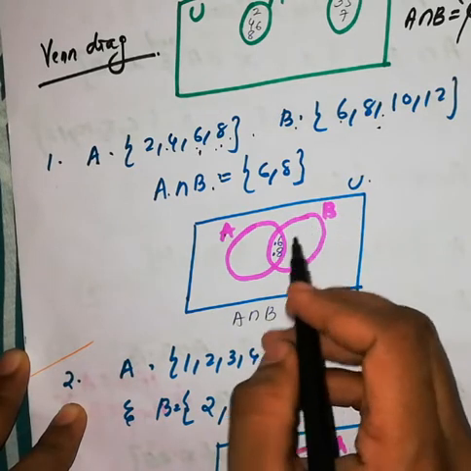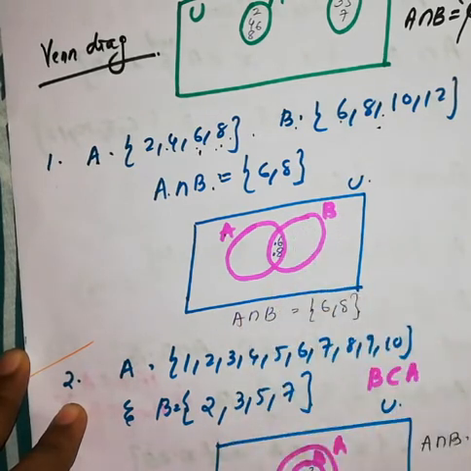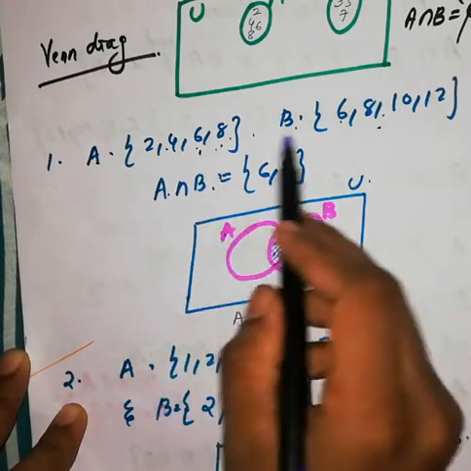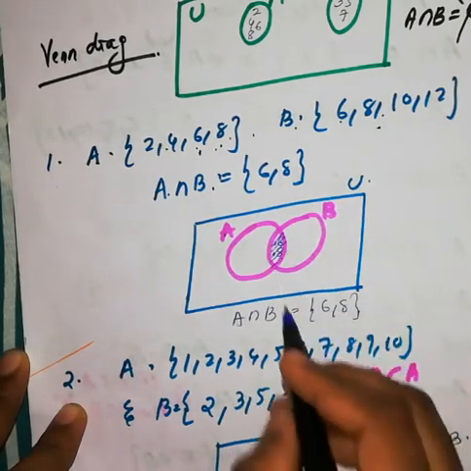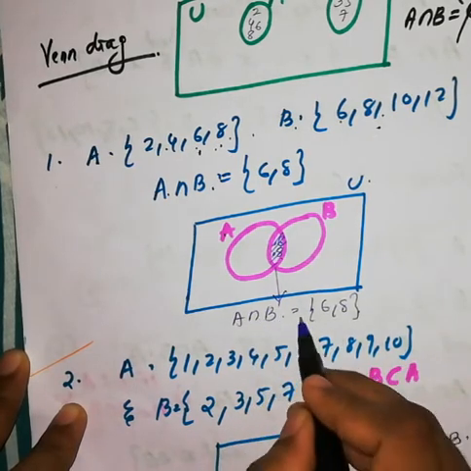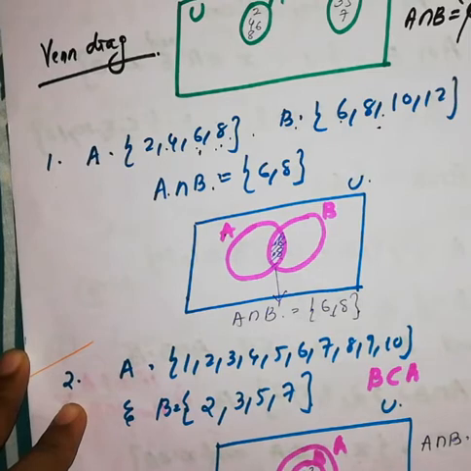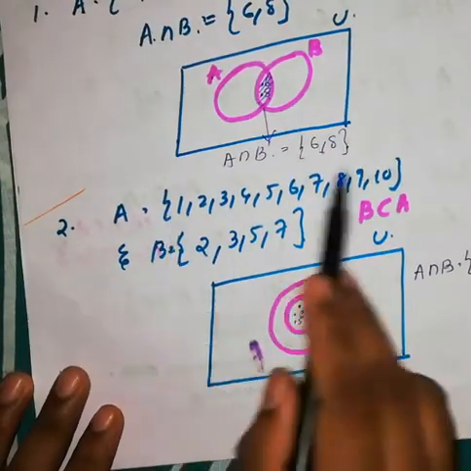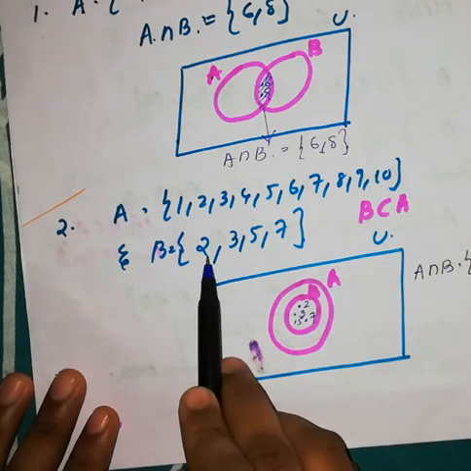So we are going to draw the Venn diagram. First we draw the universal set U and draw two circles A and B. And here, what is A intersection B? This area is A intersection B. So in this area we mark the common elements 6, 8. So A intersection B is equal to 6, 8. Clear?